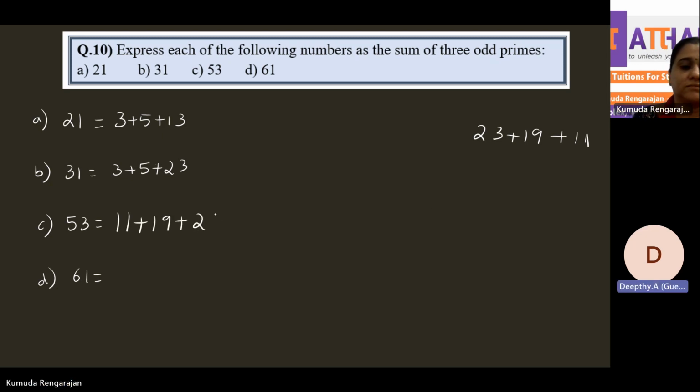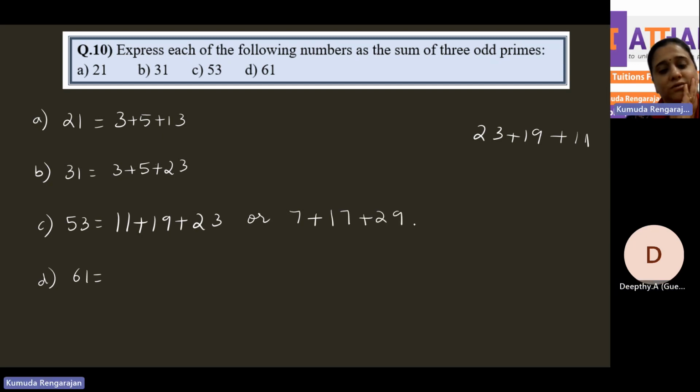Mom, for 53, I have written a different answer. Yes, tell me. Mom, 7 plus 17 plus 29. 7 plus 17 plus 29. Very good. Correct.